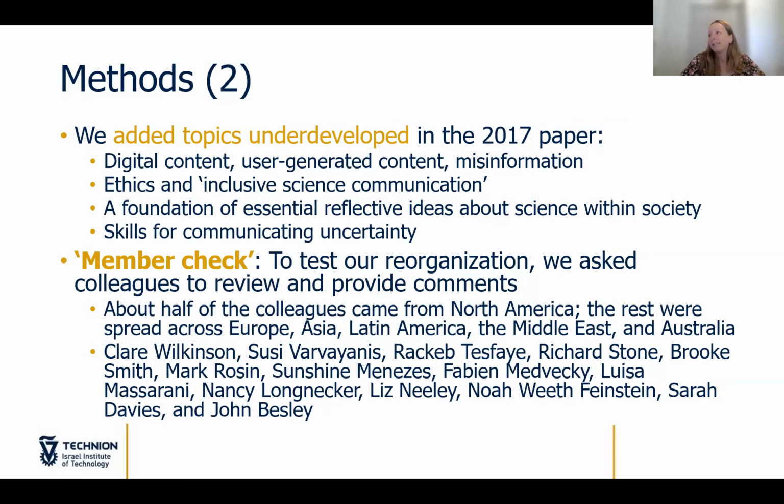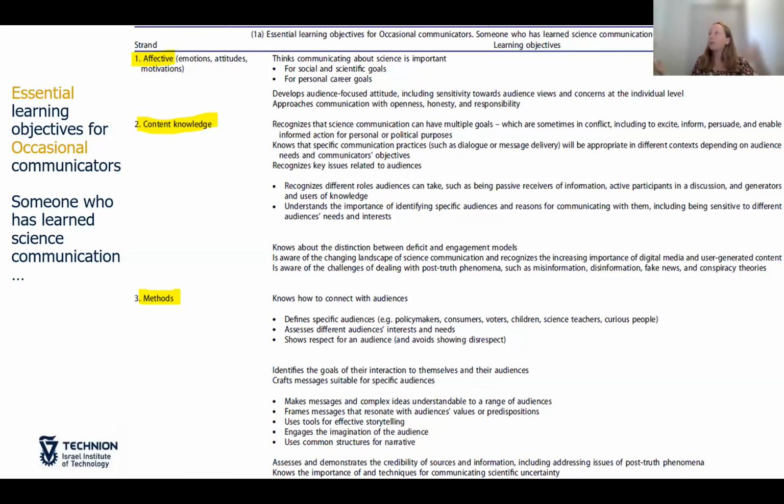So we did a member check to test our reorganization, and our colleagues from different places in the world gave us very, very detailed feedback on everything that they thought wasn't in the right place. So we really spent some time working with this feedback that we received. Then what we did was really to think about what the essential learning objectives are for occasional communicators. So the people that are either new or just doing it sporadically, what is the thing that they need to know when they come to a training? And we can happily say that it wasn't such a big list.